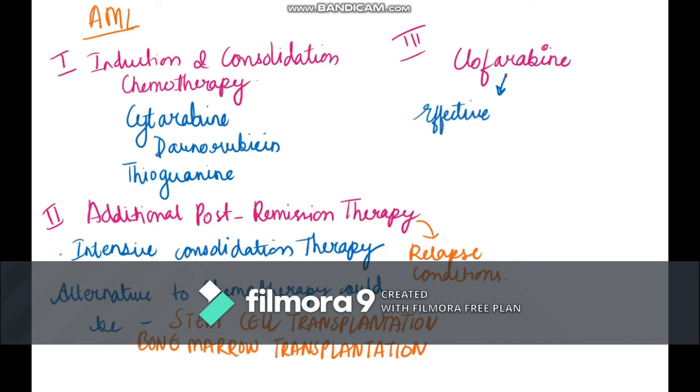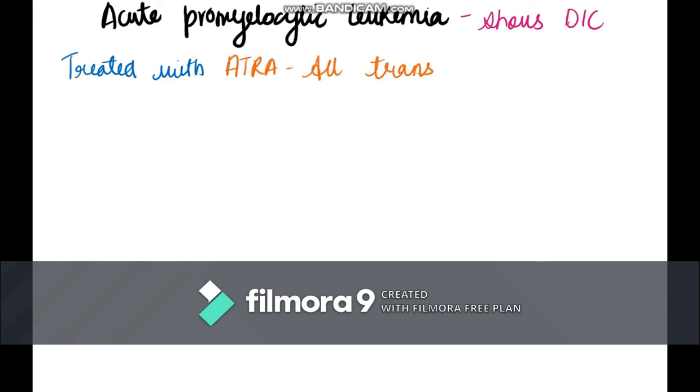Next is Chlorabin. This is the drug which is given to old age patients more than 60 years of age, because it is effective and there are fewer side effects when compared to chemotherapy. AML also has acute promyelocytic leukemia, which shows DIC. DIC is disseminated intravascular coagulation. Actually, promyelocytes lead to extensive tissue factor secretion into the blood, which leads to the coagulation cascade.